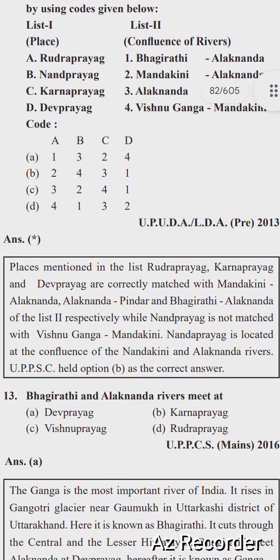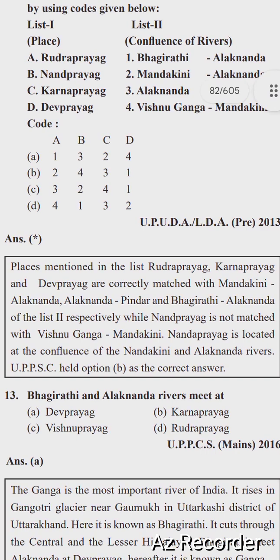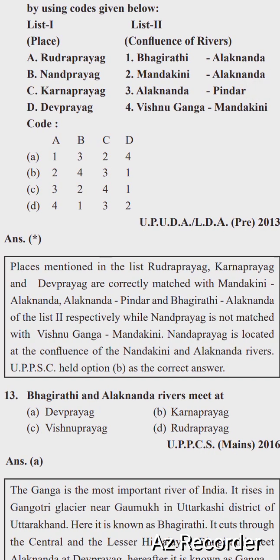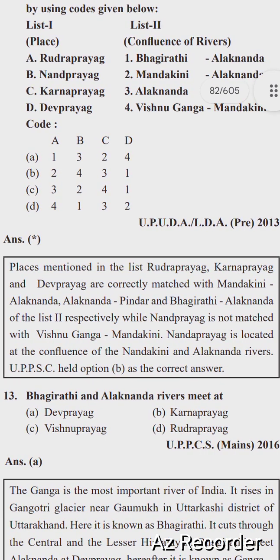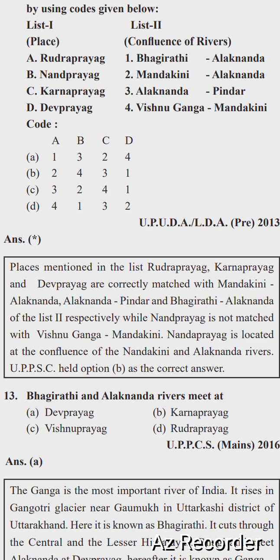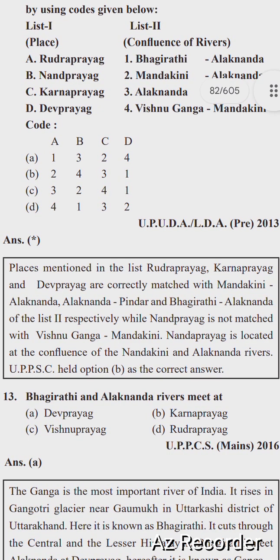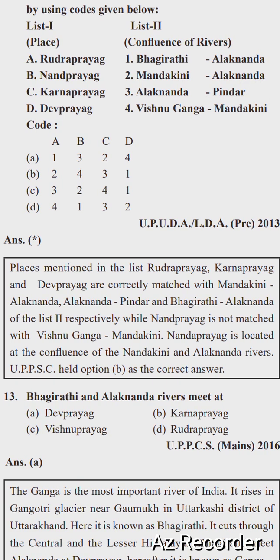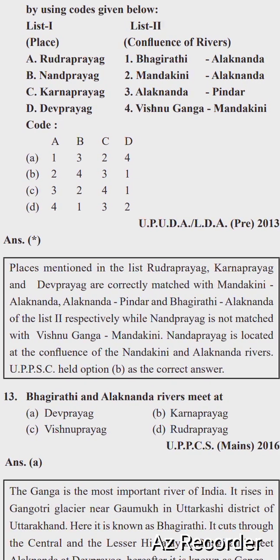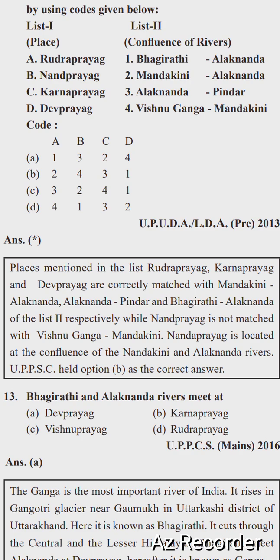Places mentioned in List 1, Rudra Prayag, Karna Prayag, Dev Prayag, are correctly matched with Mandakini, Alaknanda, Pindar and Bhagirathi, and Alaknanda of List 2 respectively, while Nanda Prayag is not matched with Vishnu Prayag and Mandakini. Nanda Prayag is located at the confluence of Nandakini and Alaknanda rivers.